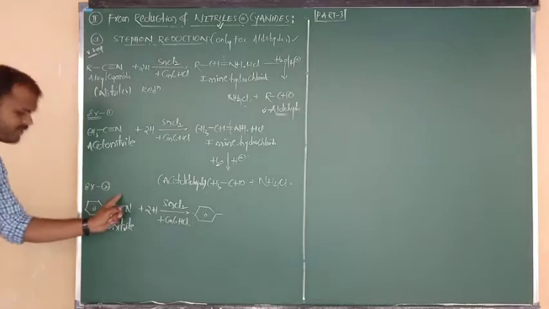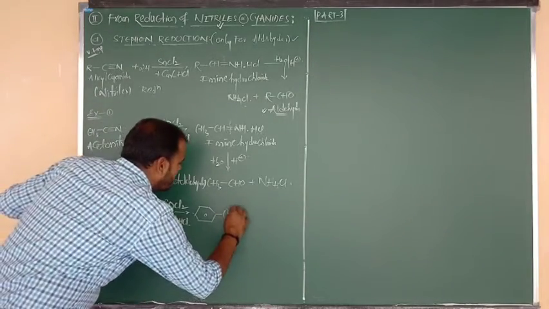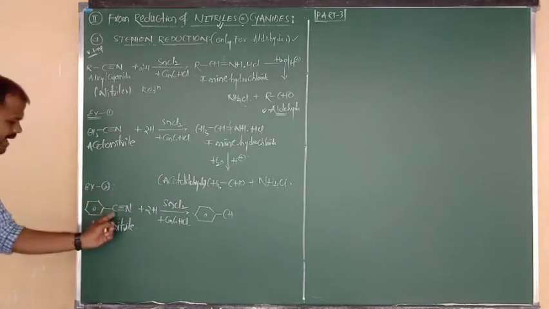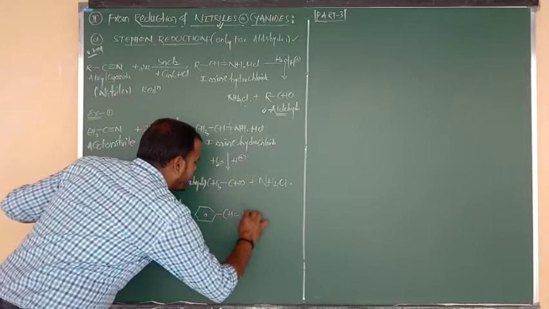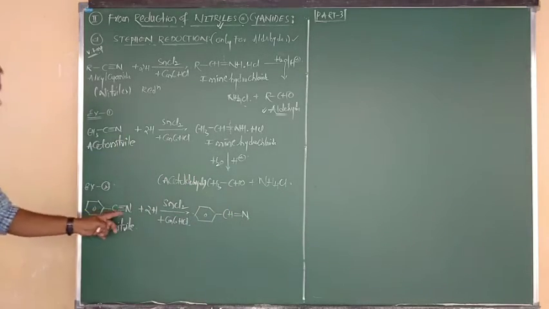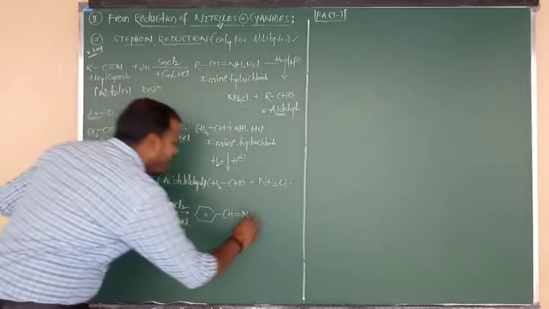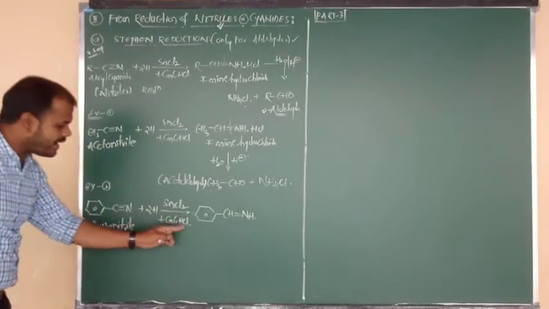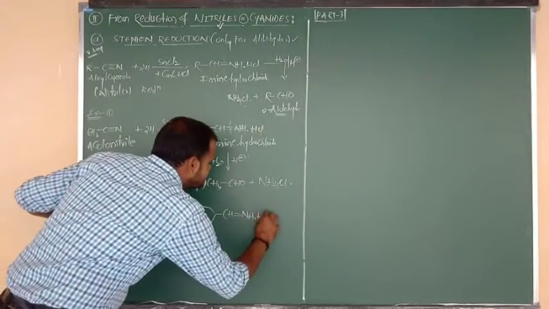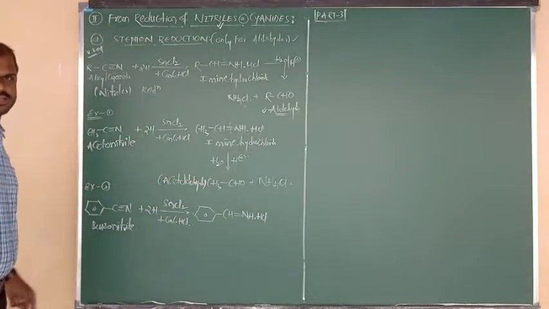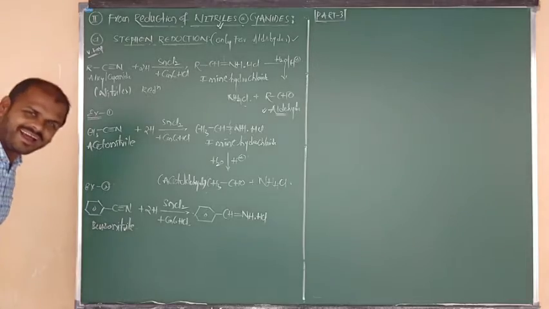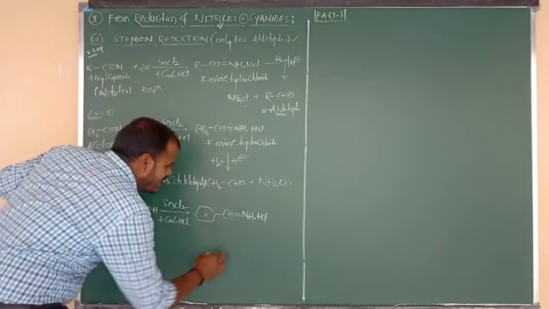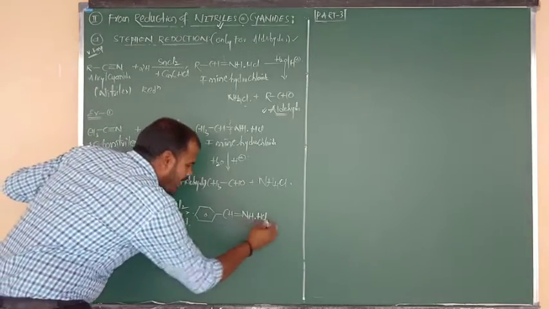Now C is attacked by one hydrogen because of undergoing reduction. After attacking of hydrogen, the triple bond becomes a double bond. Okay, I have written there. One more hydrogen is given to N, and N becomes NH. So reduction was over, along with the formation of HCl, which is coming from the Stephen reagent. Now, this is nothing but imine hydrochloride.